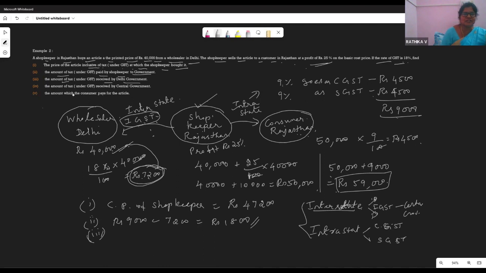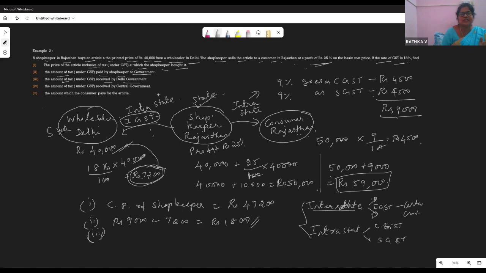So now, can you give me the answer for this? Delhi government, what will be the GST receiving? 4,500? 4,500, sir. It is not actually central government. Central government is different. Delhi is a particular state only. In this case, Delhi is one state and Rajasthan is another state.